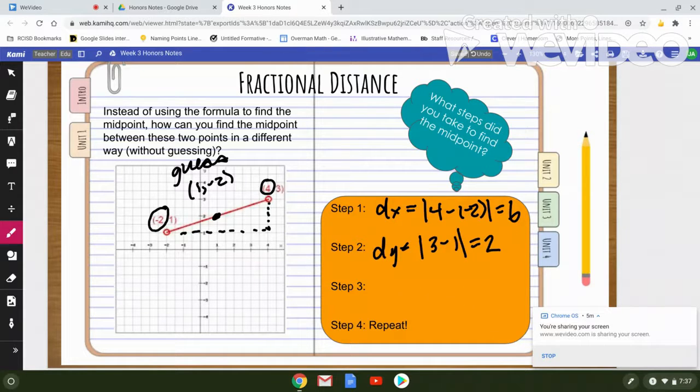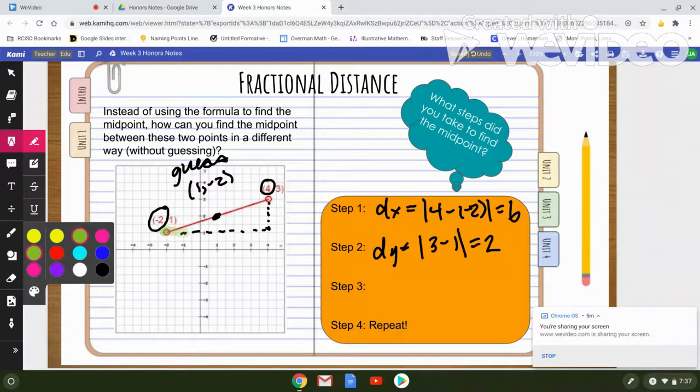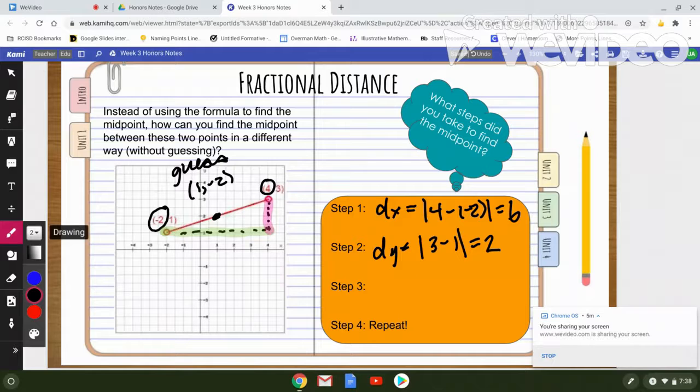Well, that means I traveled a distance on the x-axis. I traveled 6 units this way, and I traveled 2 units up. Think about this from the standpoint of midpoint. I don't want to travel 6 over and 2 up. How many do I want to travel over? 3. So I'm going to halve the distances, and half of the dy equals 1. And then I'm just going to count.